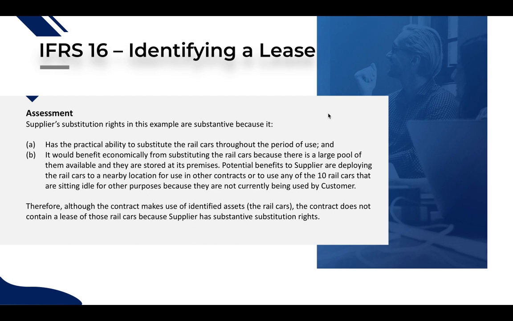Potential benefits to a supplier are by deploying the rail cars to a nearby location for use in other contracts, or to use any of the 10 rail cars that are sitting idle for other purposes because they are not currently being used by the customer. Therefore, although the contract makes use of an identified asset, in this case the rail cars, the contract does not contain a lease of those rail cars because the supplier has substantive substitution rights.